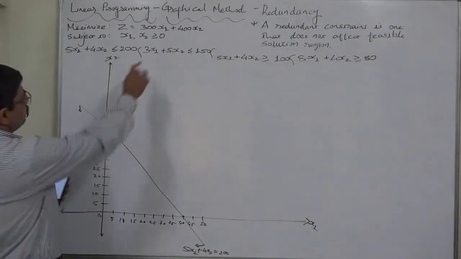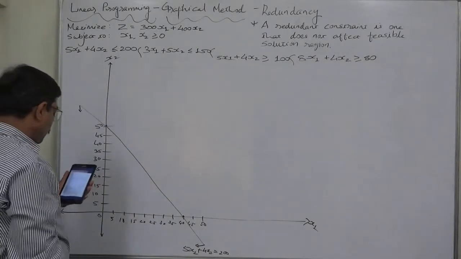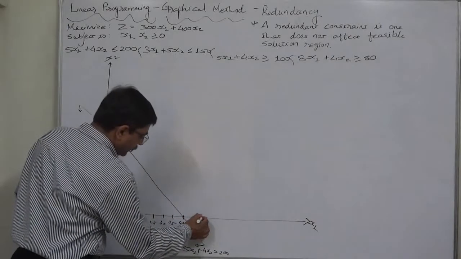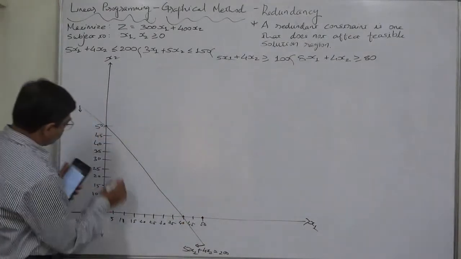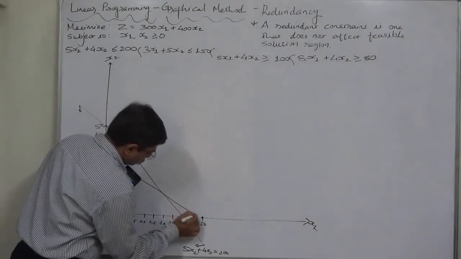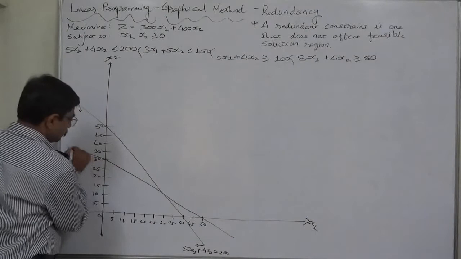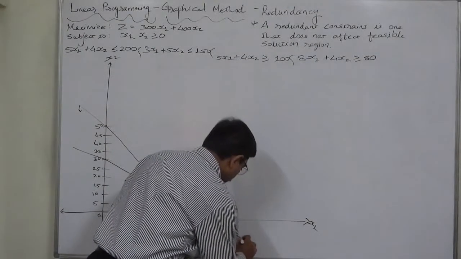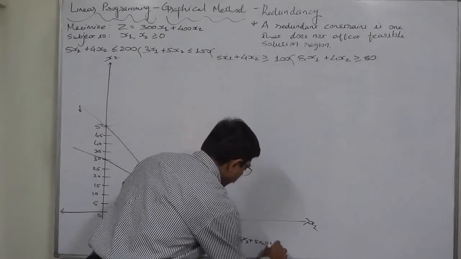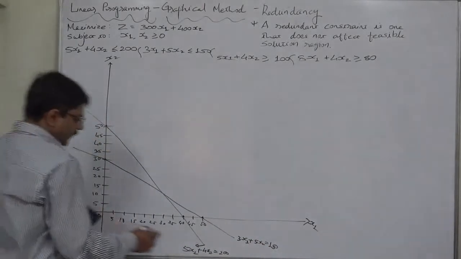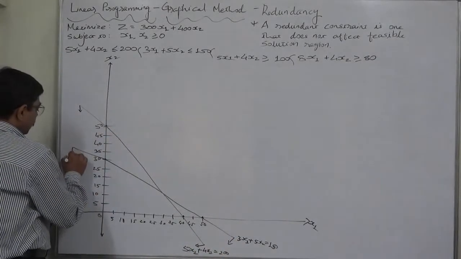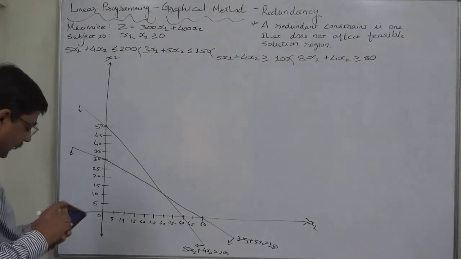Second is 3x1 plus 5x2 less than or equal to 150, and the equality part, x1 is now 50 and x2 30. 3x1 plus 5x2 equals 150 is the equation of this line, and again less than, so x1 less than 50, x2 less than 30, that means towards 0.